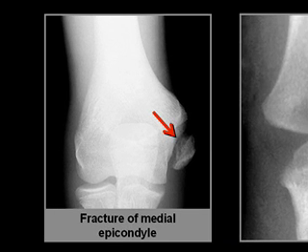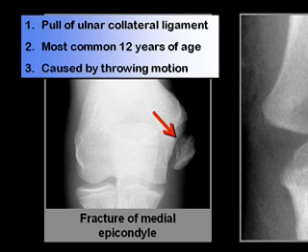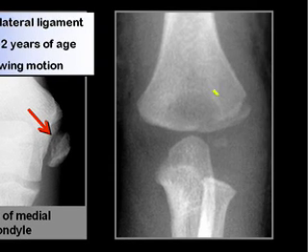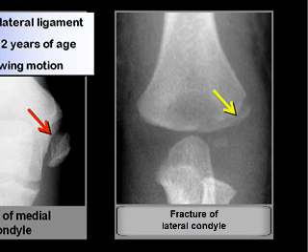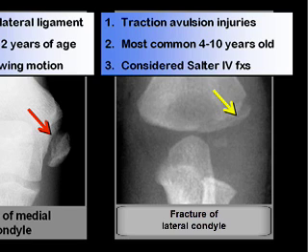This is an example of an avulsion fracture of the medial epicondyle. These tend to occur because of pulls of the ulnar collateral ligament. They're most common around the age of 12, and they're frequently caused by a throwing motion, as in Little League play. This is a fracture of the elbow. These fractures are traction avulsion type injuries. They're most common around the age of 4 to 10 years, and they are considered Salter 4 fractures and may be associated with growth abnormalities.